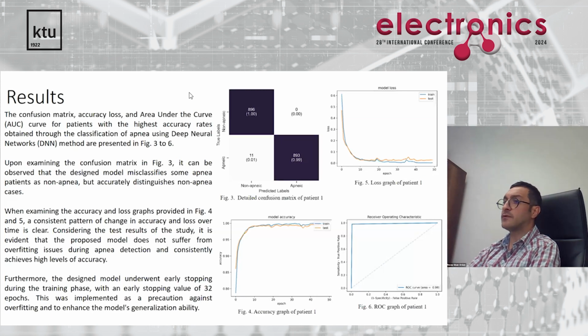Considering the test results of the study, it is evident that the proposed model does not suffer from overfitting issues during apnea detection and consistently achieves high levels of accuracy. Furthermore, the designed model underwent early stopping during the training phase with an early stopping value of 32 epochs. This was implemented as a precaution against overfitting and to enhance the model's generalization ability.